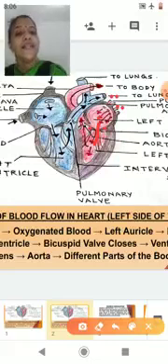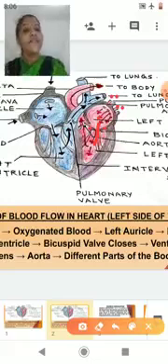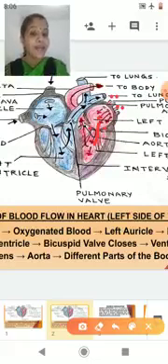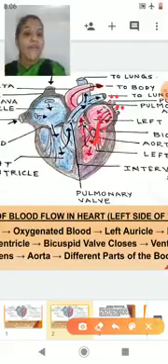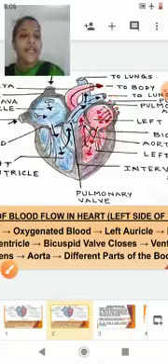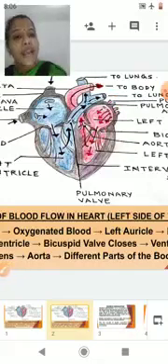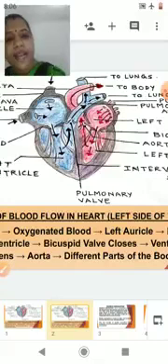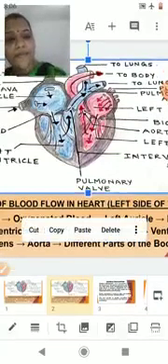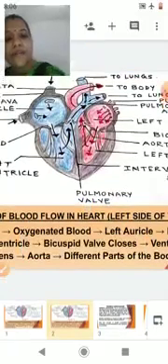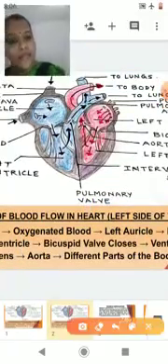Now you can see the pure blood is entering into the left ventricle. When the left ventricle is totally filled with blood, at that time the bicuspid valve will close. When the bicuspid valve closes, the blood from the left ventricle will enter into the aorta. Now this is the aorta. Students, here this is the aorta.